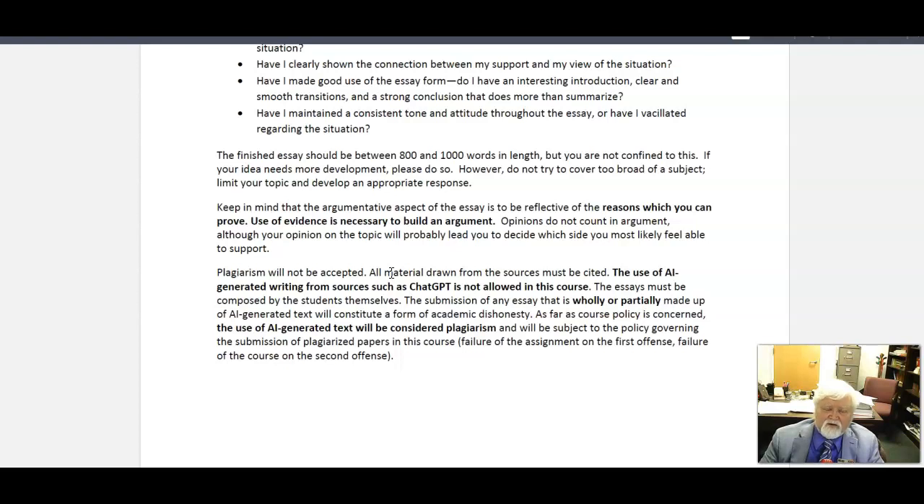It just doesn't work, folks. Not allowed to do that. For most of you, that did not occur. For a few of you, you took a shortcut, I guess we can say, and that's not allowed. And so, again, no plagiarism, cite your information, do not use artificial intelligence.